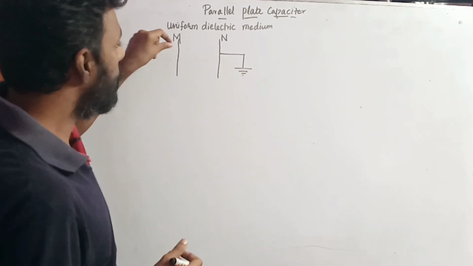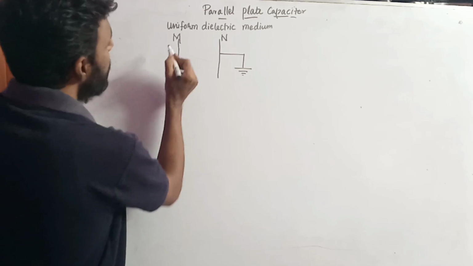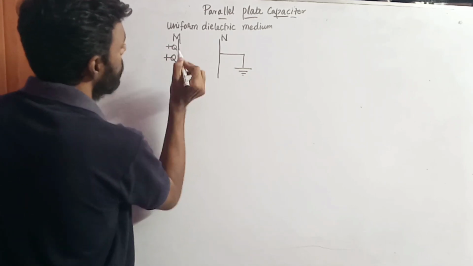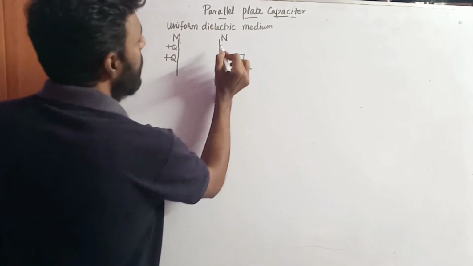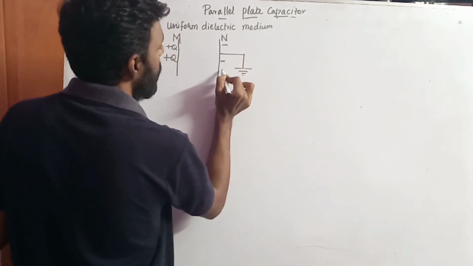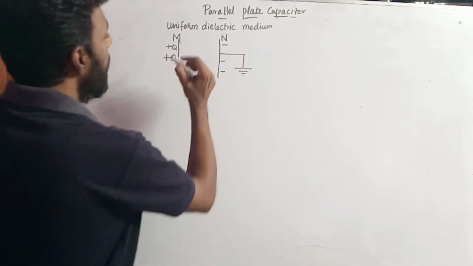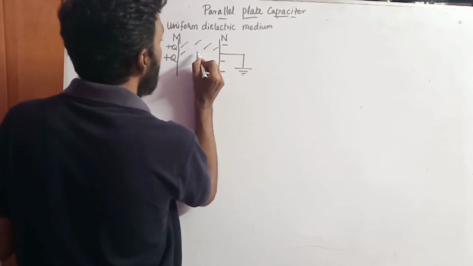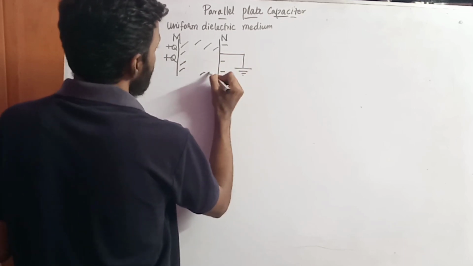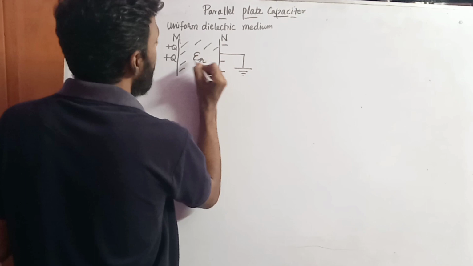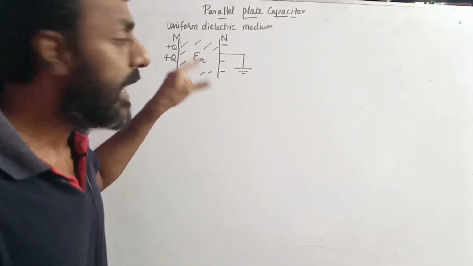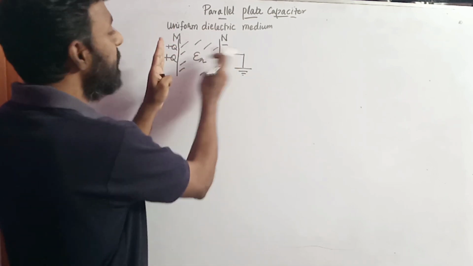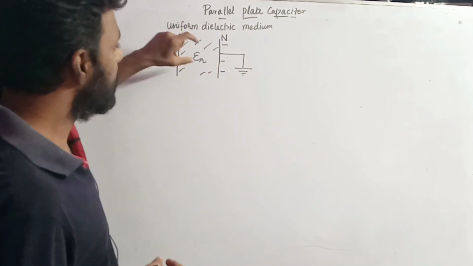So I am giving a potential. Voltage is given. So this M plate acquires a positive charge plus Q. The negative N plate will be acquiring a negative charge over here. Let us assume the dielectric medium that has been filled in the gap between the M and N plates has epsilon r, that is the relative permittivity of the dielectric medium. So this is epsilon r.